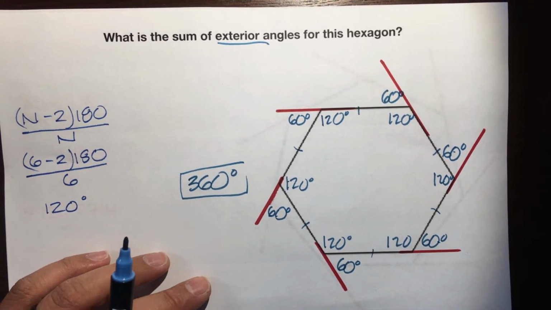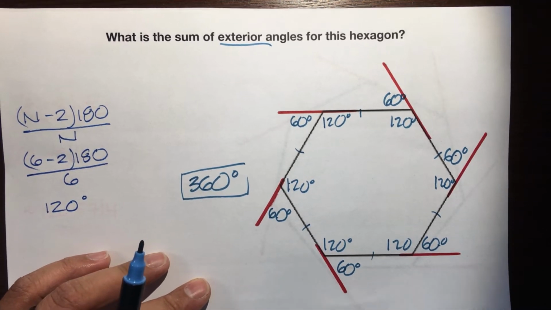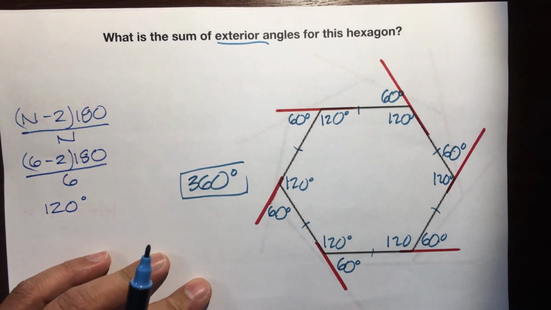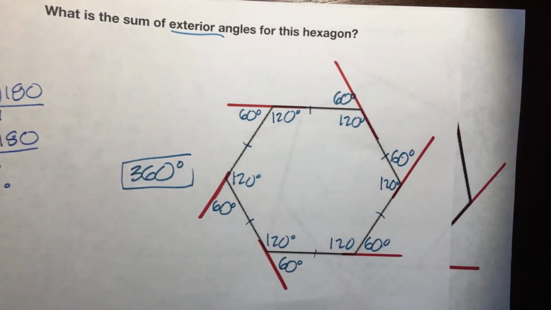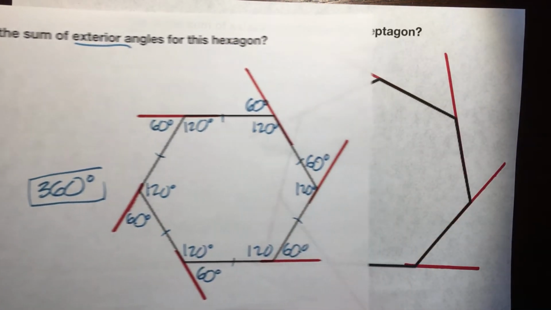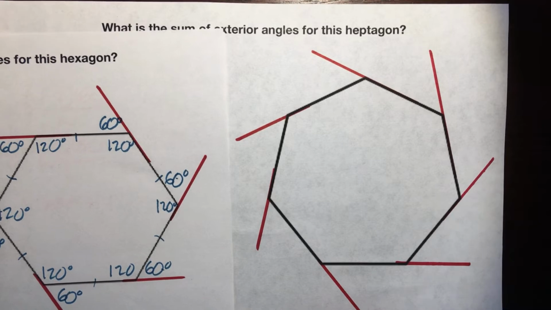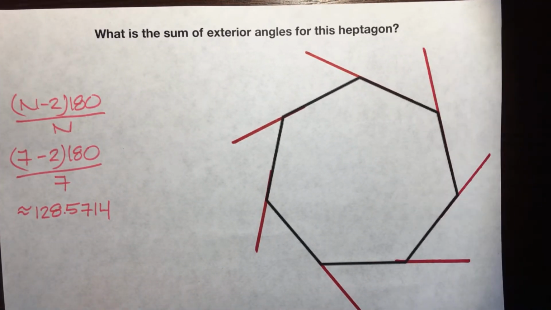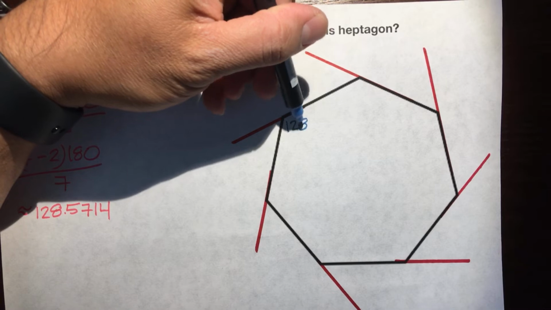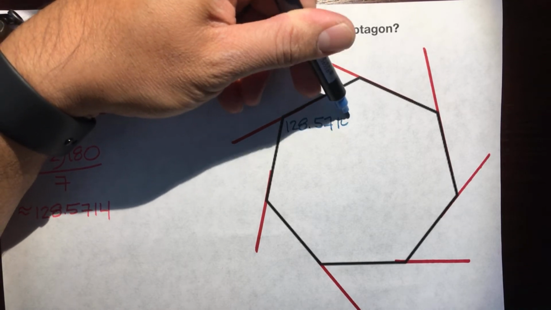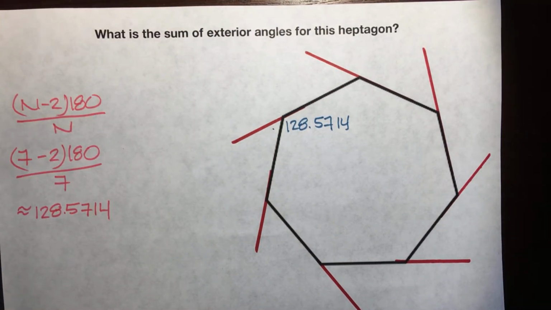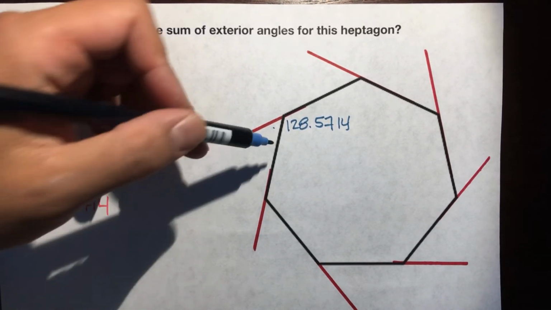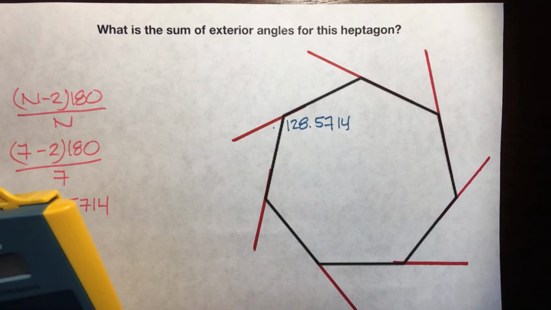Okay, you might be seeing a pattern. You're like, okay, but I don't know, will it work for the next one? Well, let's see. What comes after a hexagon? A 7-sided shape, a heptagon. 7 sides. And I did the work for you. Every angle is about 128.5714. Our goal is to figure out what the exterior angle is, and then multiply by 7 to see what all these add up to.